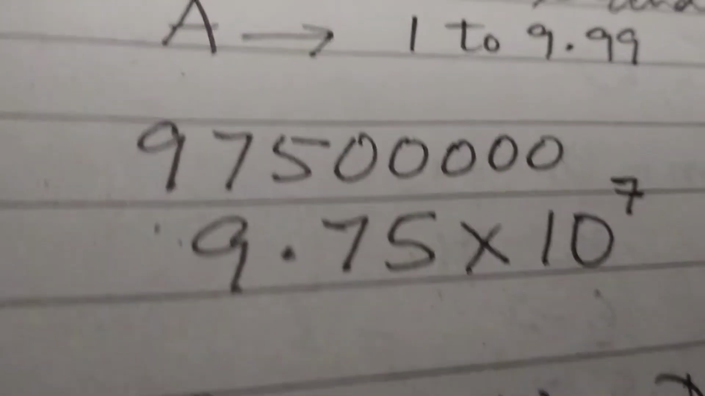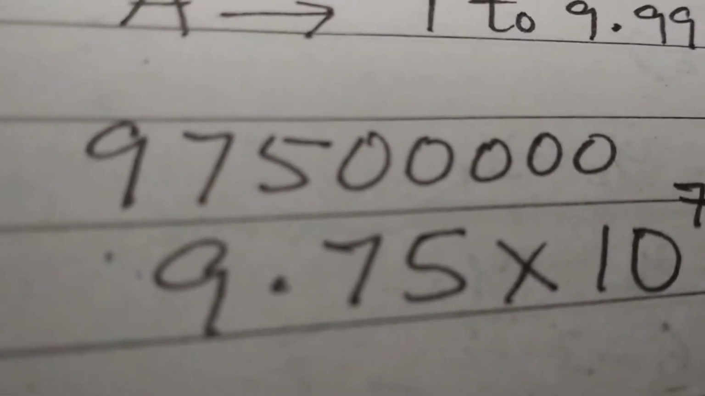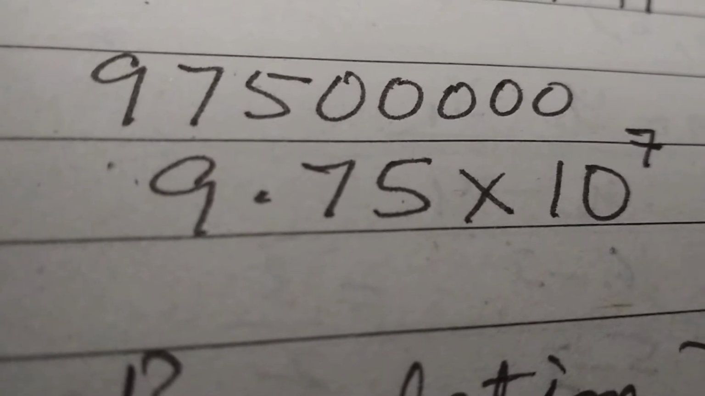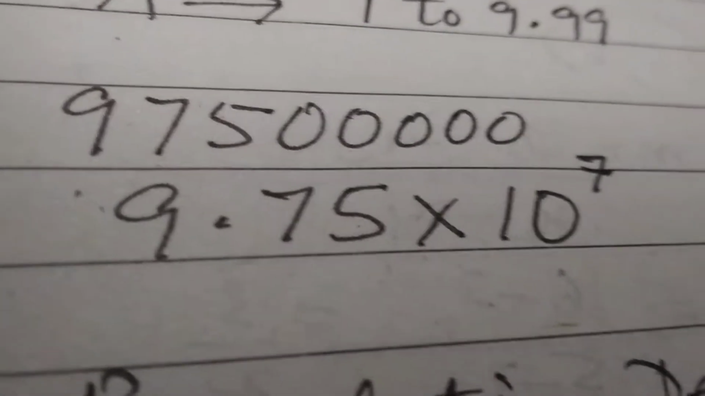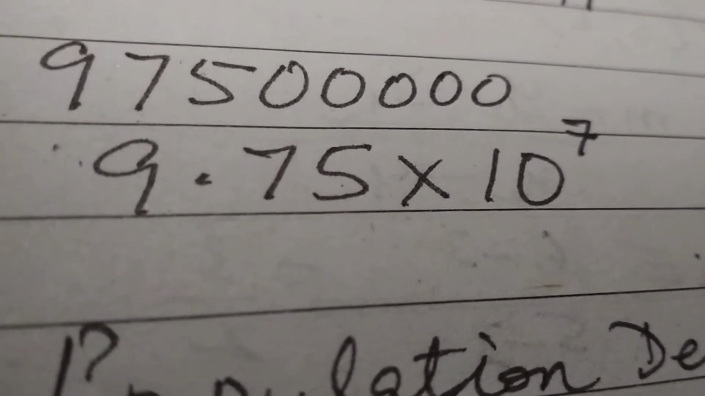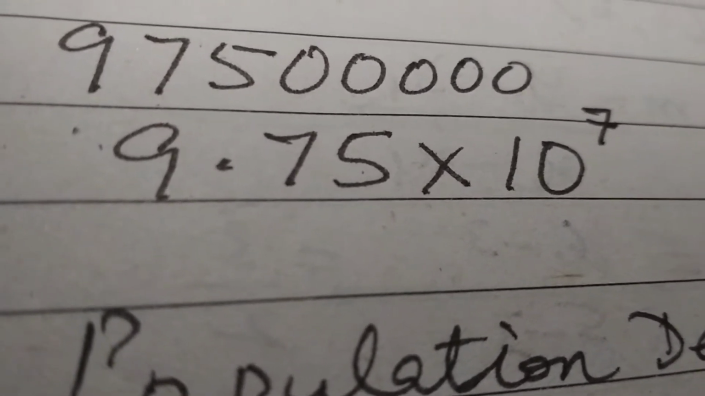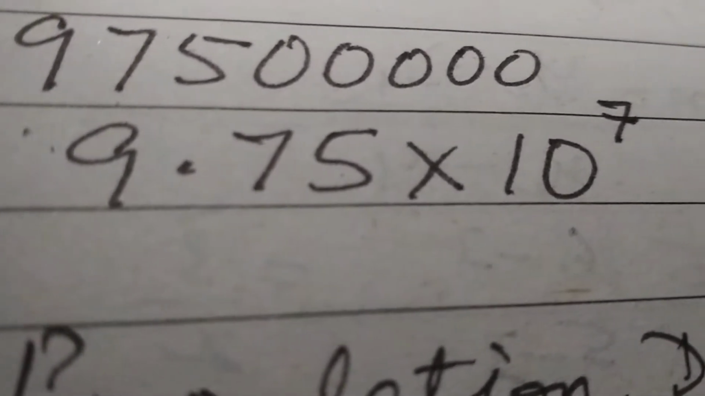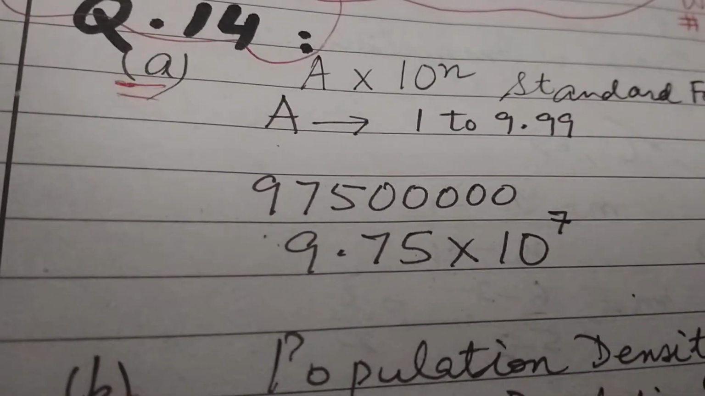So the question was, this value was given to you: 975, and there are 5 zeros. So what I've done, I've written 9.75 because I have to keep this number between 1 and 9.99, into 10 raised to the power 7. Why 7? Because I have moved the decimal on the left side 1, 2, 3, 4, 5, 6, 7 digits, and then I've written 9.75. 7 digits moved, so it means 10 raised to the power 7. That is your part A answer.